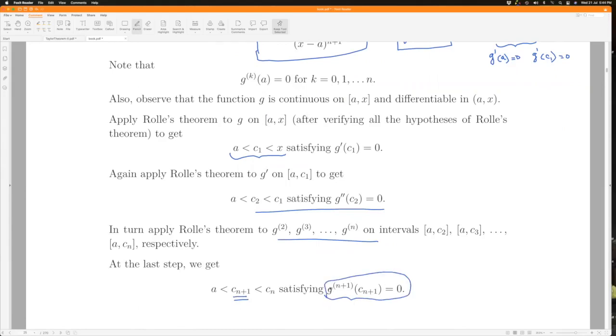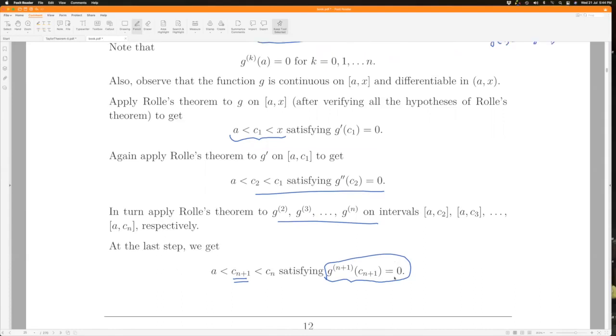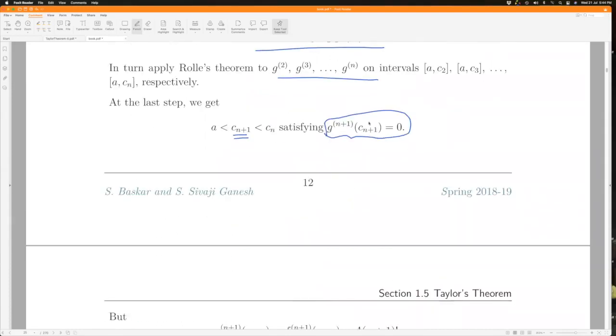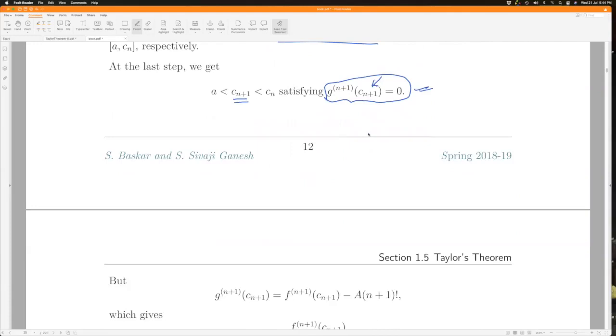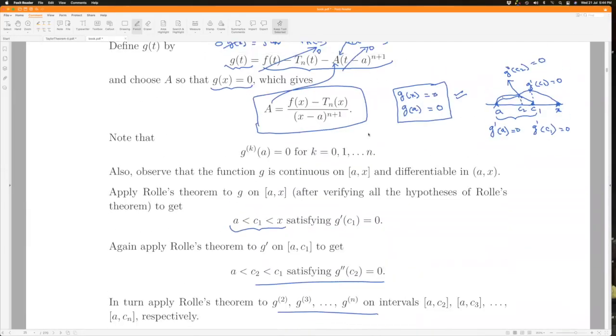Why do we go only up to n plus 1? Because we know that f is continuously differentiable up to n plus 1. Therefore, you can go at least up to this. Beyond this, we don't know. And we see that there exists at least one point Cn plus 1 such that g^(n+1) of Cn plus 1 is 0. Again, Rolle's theorem. But what is g^(n+1) of t? Okay, you can go back to the definition of g.